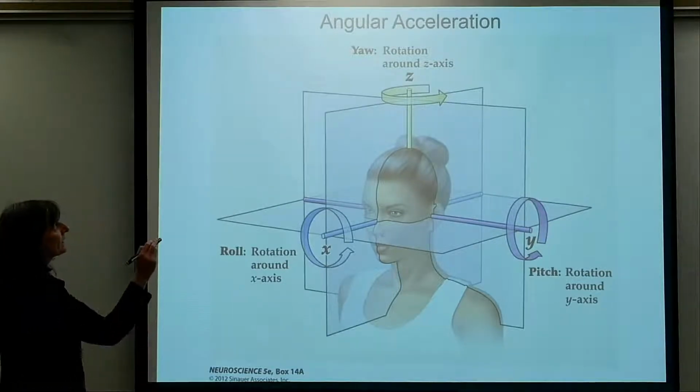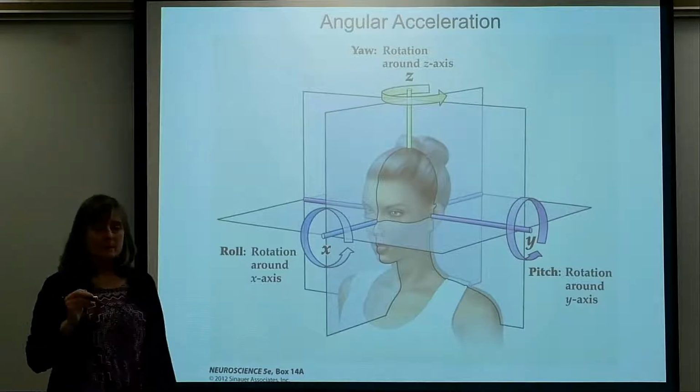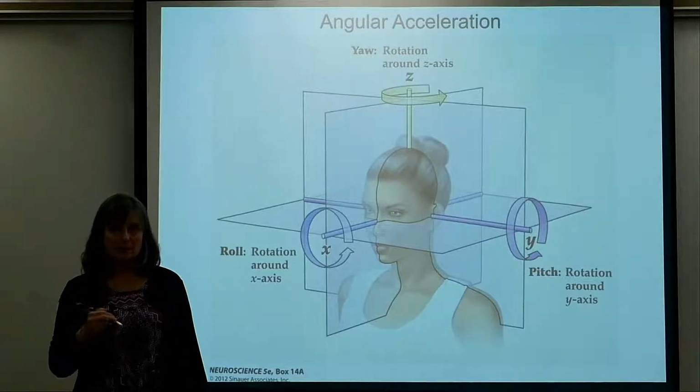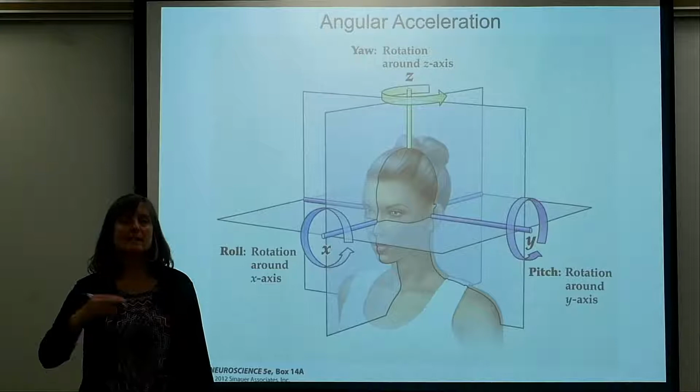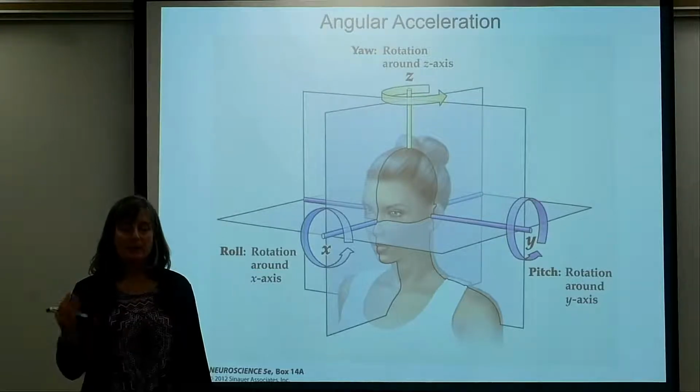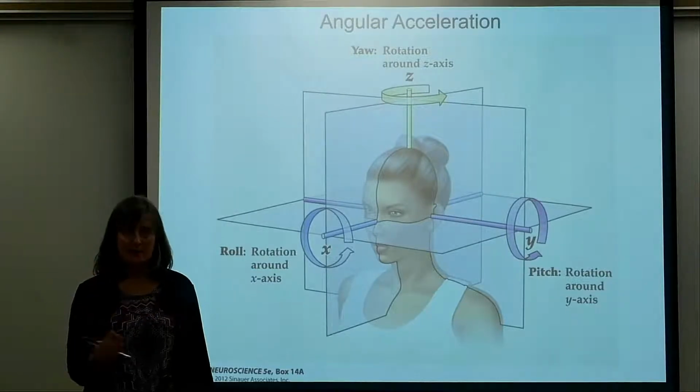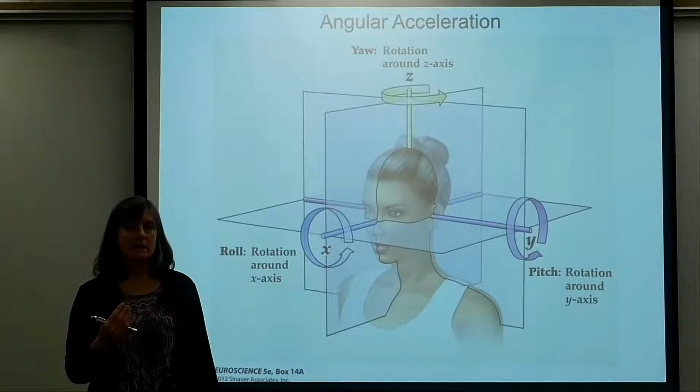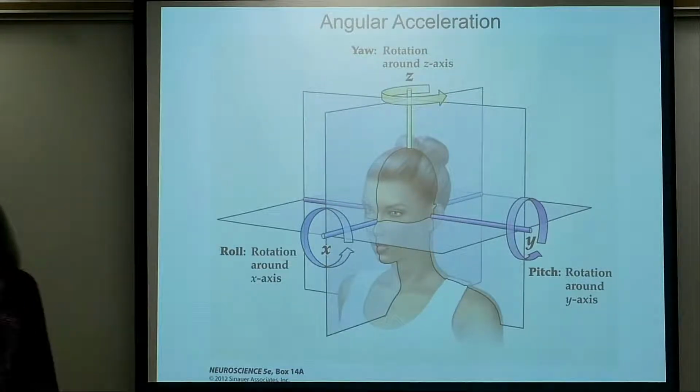And importantly, acceleration is a big part of this. The semicircular ducts, the hair cells within them, are going to respond when you're accelerating. But if you're having a continued velocity, they're not going to detect that as much. So that's important to keep in mind.